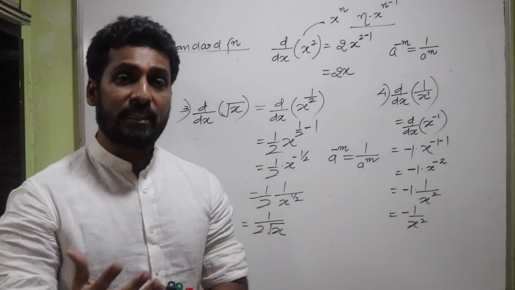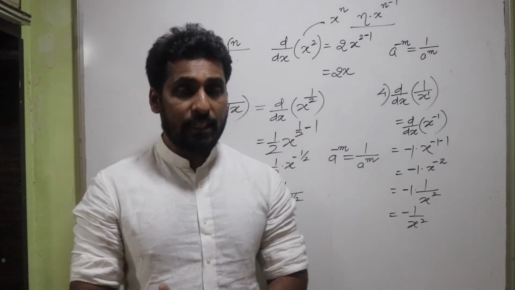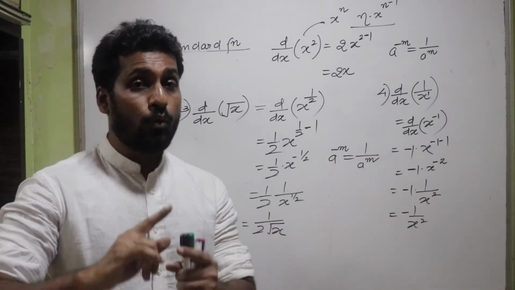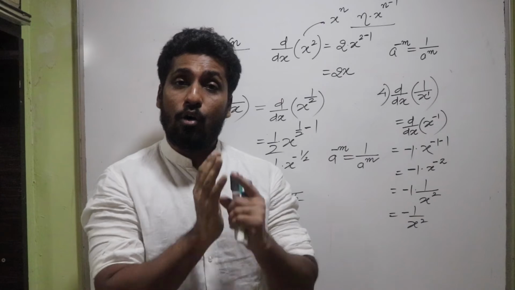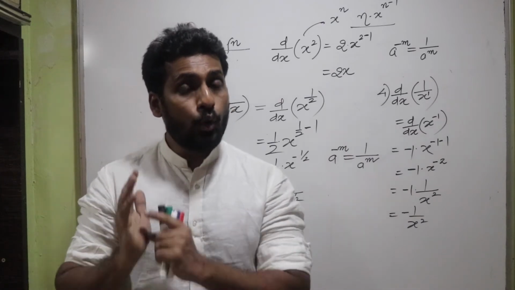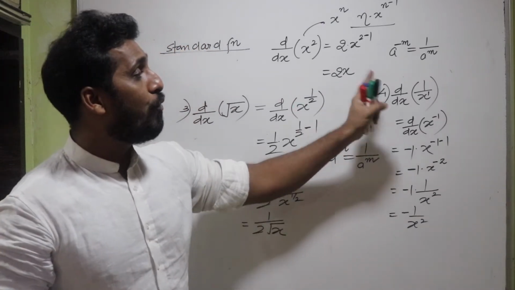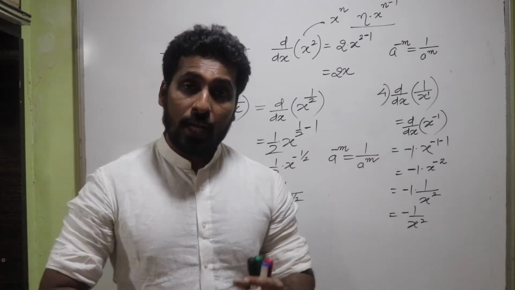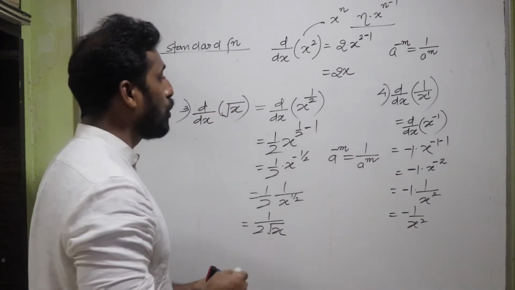So the derivative of x raised to n is n x raised to n minus 1. The derivative of x was 1. Then the derivative of root x is 1 upon 2 root x. Then the derivative of 1 upon x came as minus 1 upon x square. Let's move ahead. One formula you should also remember again.